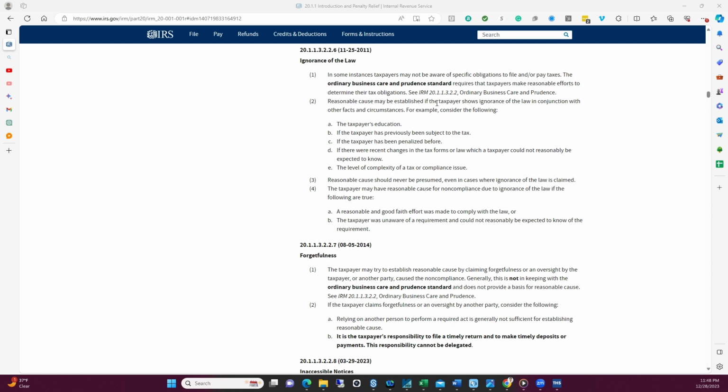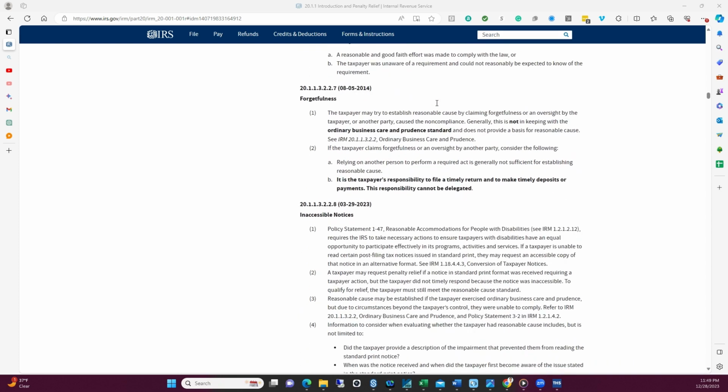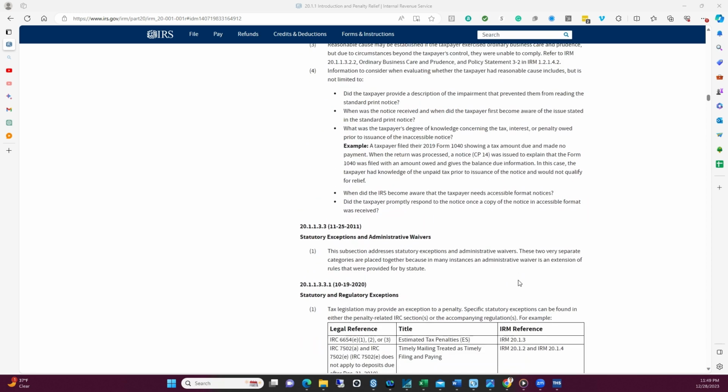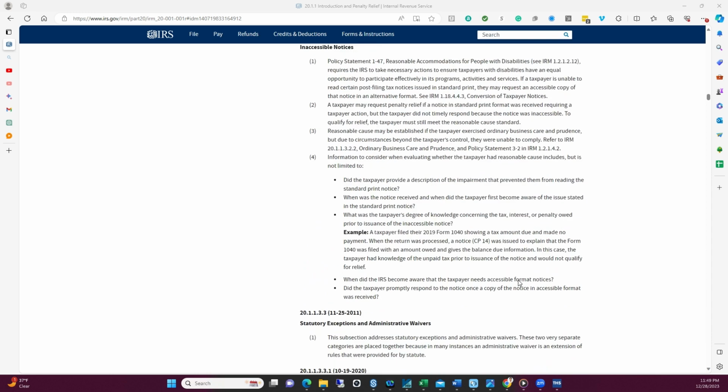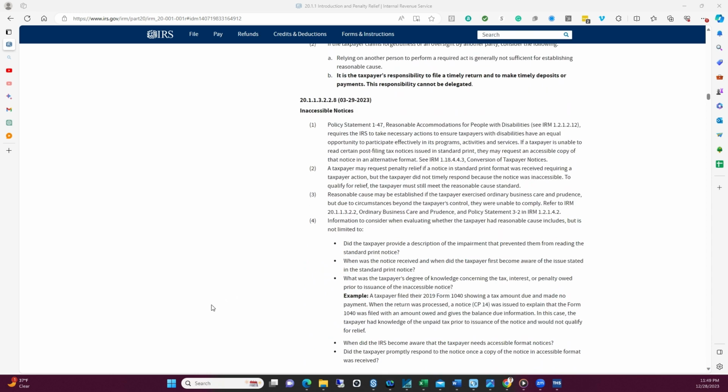And that can help. Now, forgetfulness and inaccessible notices, if the notice goes to the wrong place, or let's say the notice comes and you're unable to read the notice. So all of these are reasons that penalties can be removed. And so just wanted to go over that with you and hopefully help you.